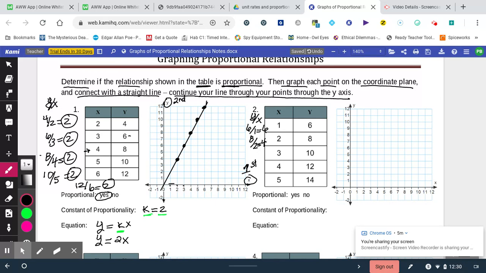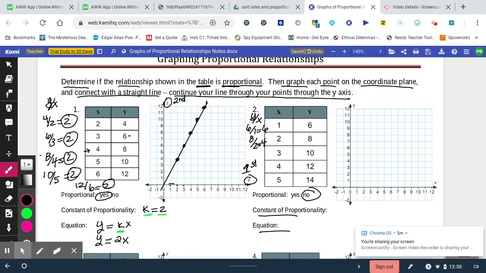Well, I can automatically tell you it's not proportional. So since it's not proportional, we're going to skip this part and skip this part. We're not going to do it because it's not proportional. And you all haven't learned how to write equations for non-proportional relationships yet. Matter of fact, you won't learn it until grade 8. All right, but we're going to go ahead and plot what we have.